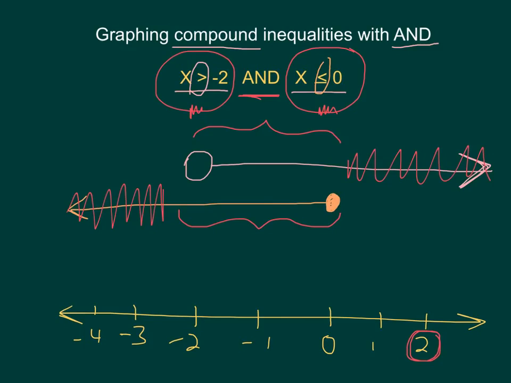So I can just draw my open circle at -2, taking it straight from there, my filled-in circle at 0, and then I color in wherever they overlap. And that is how I draw the compound inequality x is greater than -2 and x is less than or equal to 0.